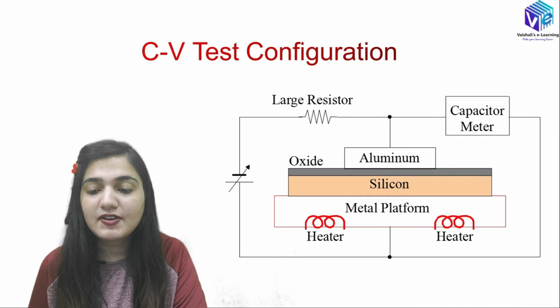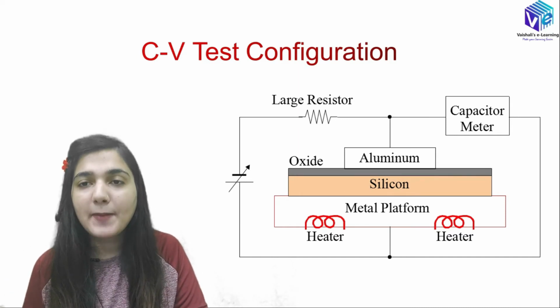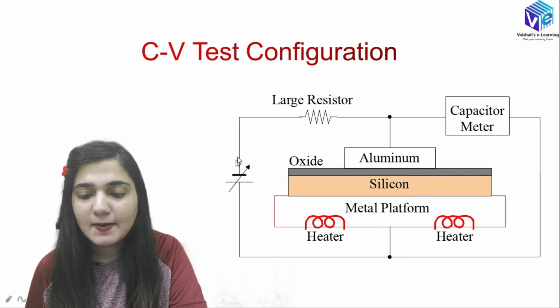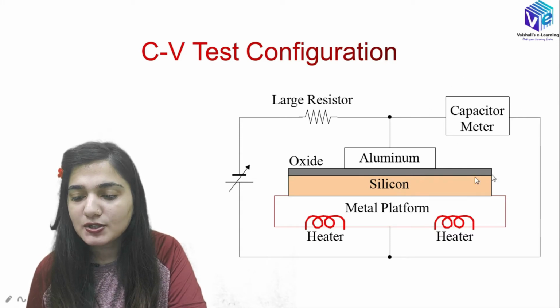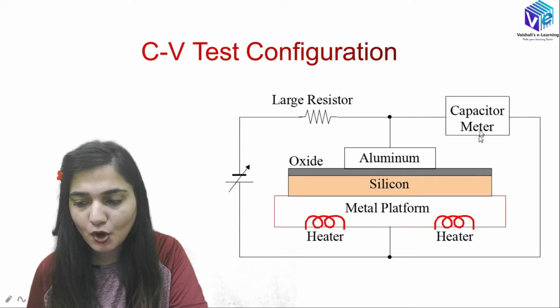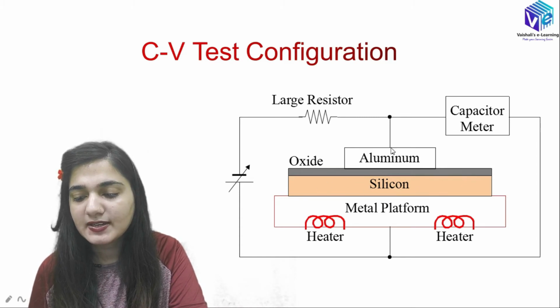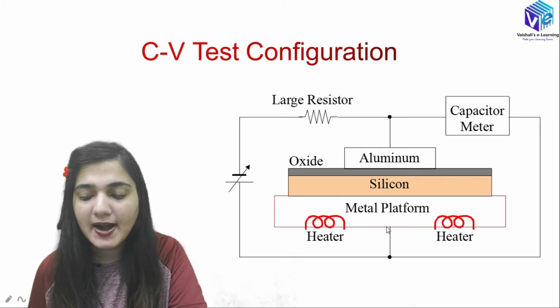Now coming to the CV test configuration. Here we are finding out the capacitance values for a particular voltage value. We are supplying the voltage over here and we are measuring the capacitance using the capacitance meter. So this is the silicon substrate. Over that we have the oxide layer, we are putting an aluminium surface over it, and here we have the heaters which are placed below the metal platform.